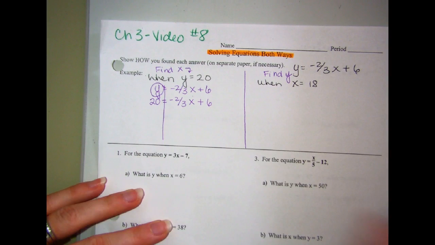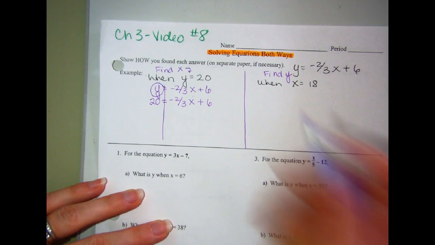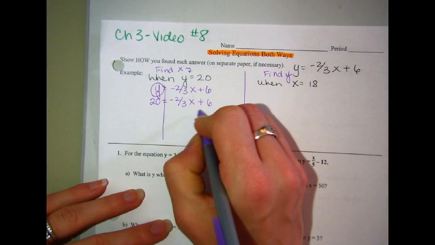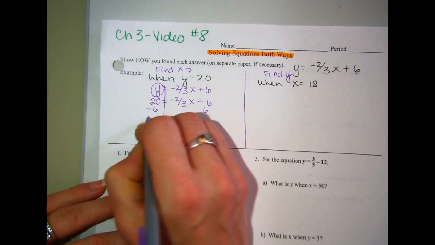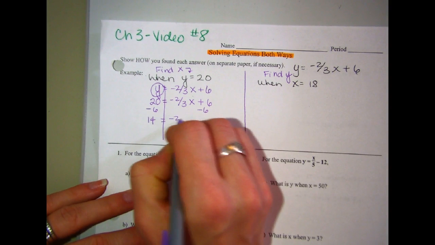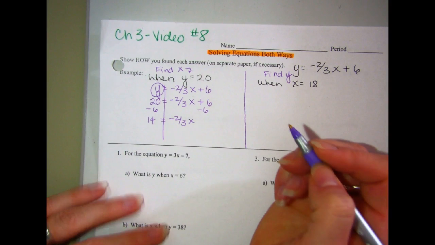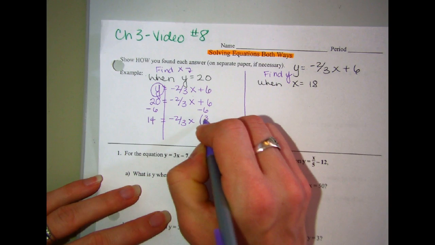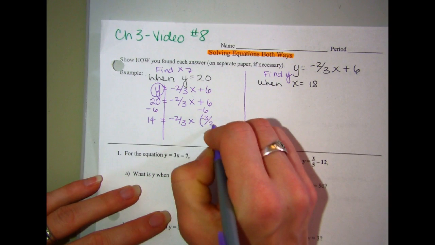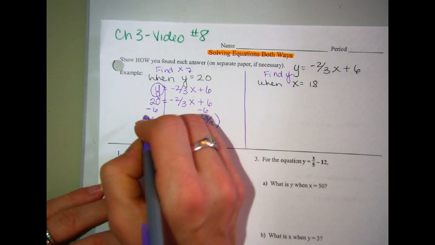So this is a normal two-step equation. I'm just going to cancel things out until x is alone. So we cancel out adding and subtracting first. Minus 6 from both sides. That would give me 14. Negative 2/3 x equals 14. Then remember we cancel out a fraction with the reciprocal. So it's still a negative. So multiply by the reciprocal on both sides.